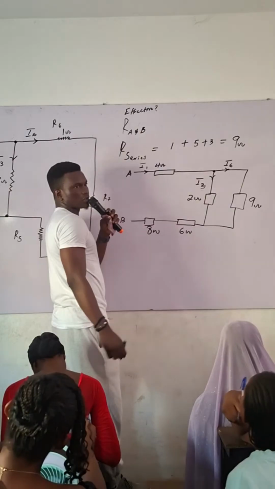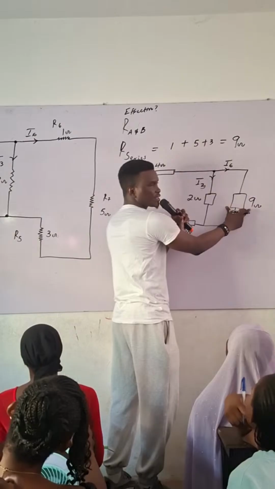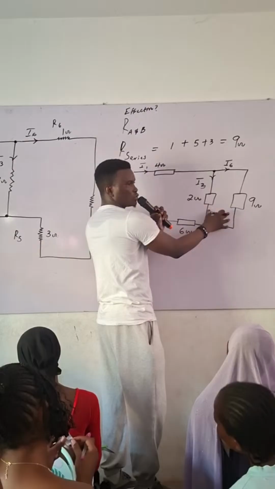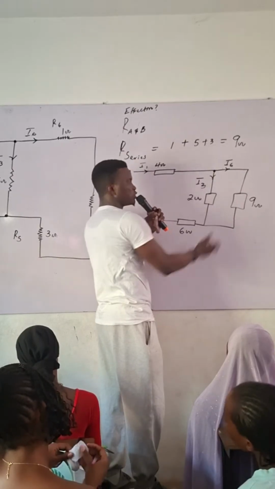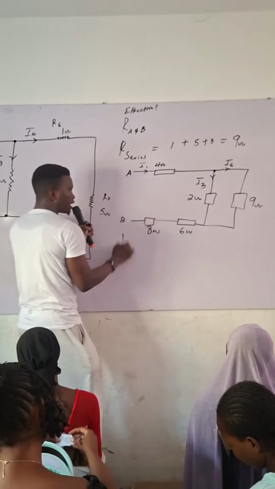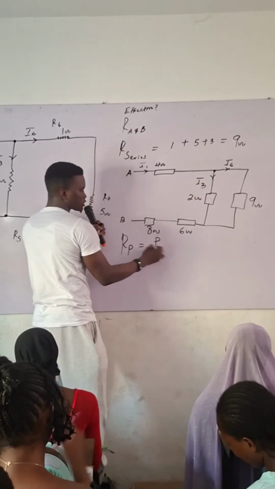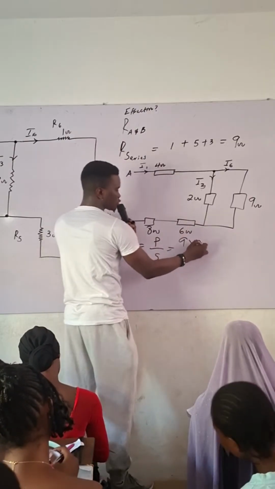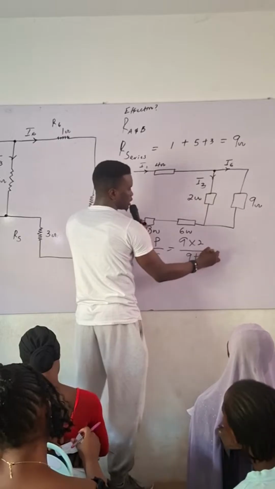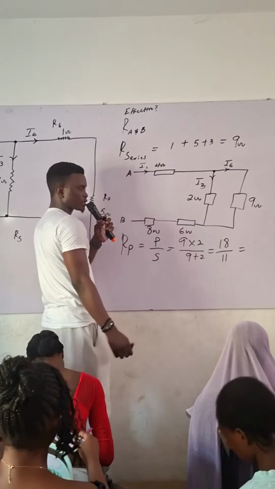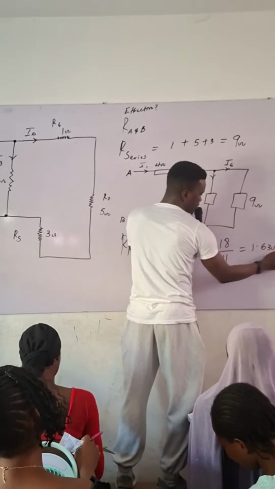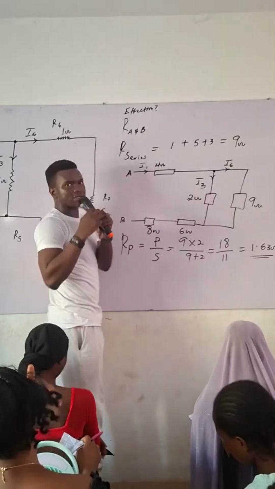Which means that this one and this one, are they in series or parallel? Parallel. So let's solve for them. Let's use R parallel now. Let's use products over sum, because they are just two. We can say 9 times 2 over 9 plus 2. What would that give us? 1.63 ohms.